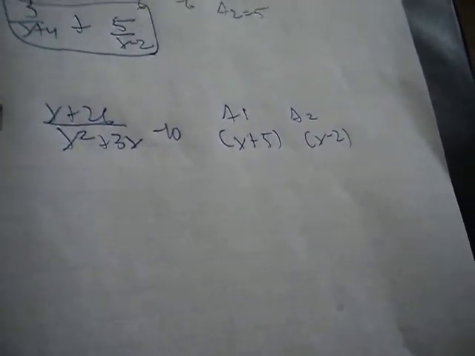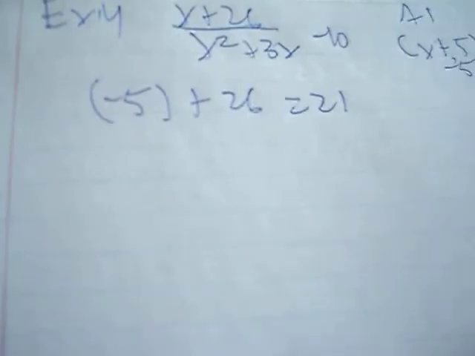Alright, what should be our A1? And what should be our A2? So our A1 should be x plus 5 and x minus 2. Since we're going to solve for our A1, this is going to be negative 5, and this will be a positive 2. So right here, we're going to put negative 5 plus 26. So this will be 21 right there.